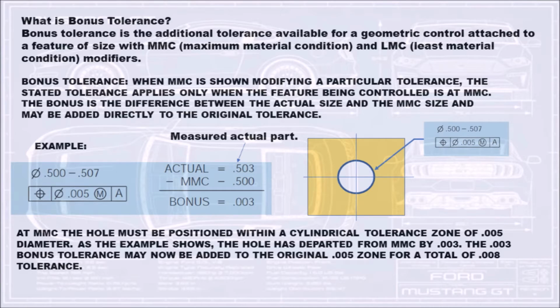For example, as shown below, at MMC the hole must be positioned within a cylindrical tolerance zone of 0.005 of an inch diameter. As the example shows, the hole has departed from MMC by 0.03 of an inch. The 0.03 bonus tolerance may now be added to the original 0.05 zone for a total of 0.08 of an inch tolerance.